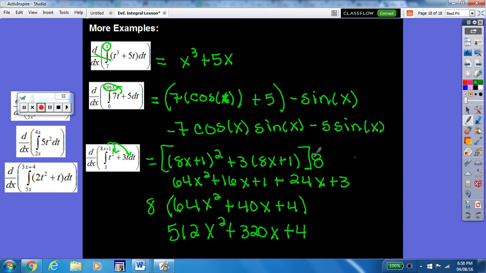Okay, so you see here I've simplified. I squared the binomial. Make sure you remember that that is not just 64x plus 1. It would have been 8x plus 1 times 8x plus 1, which means you FOIL. So you go ahead and FOIL this out. You get 64x squared plus 16x plus 1. You distribute this 3. It's over here. And then I combined like terms. Hopefully I didn't mess up the arithmetic there. Then I distribute the 8. Remember, 8 is the derivative of the boundary. 512x squared plus 320x plus 4. Okay, I'm going to go ahead and pause so I can set up the next one.